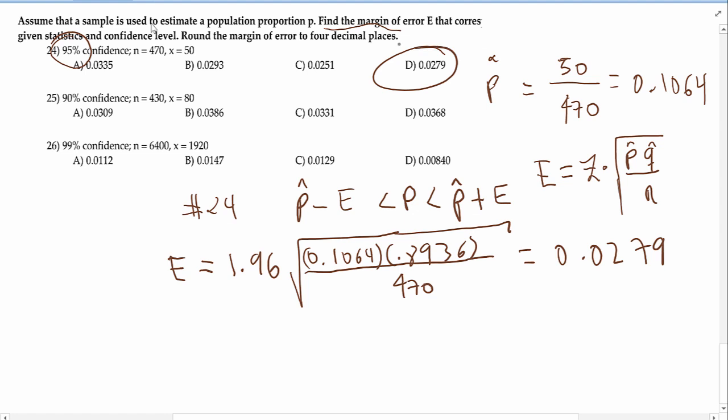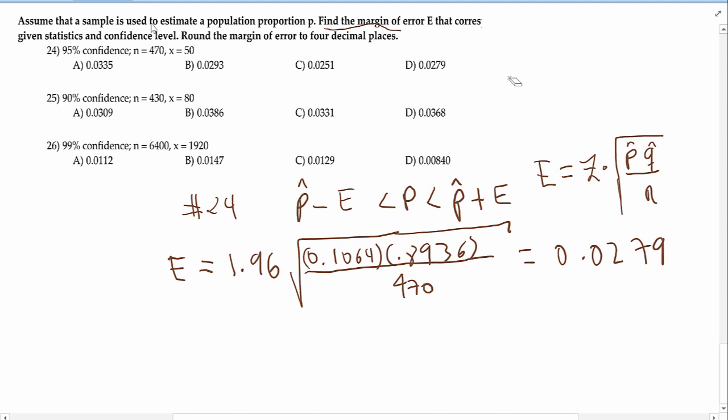Okay, so let's look at the next problem. This was number 24. What changes in the next problem? In the next problem, the sample size is 430. Assume that this is the people who agree with some policy, and 80 agree with the policy. So that's the proportion of the sample that agree with the policy. We are creating a 90% confidence interval. What will be the margin of error? We have the formula right here. So now we're doing 25.